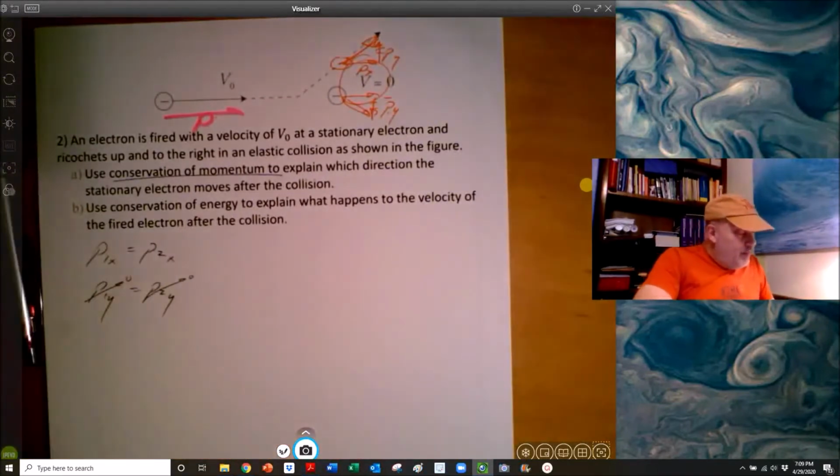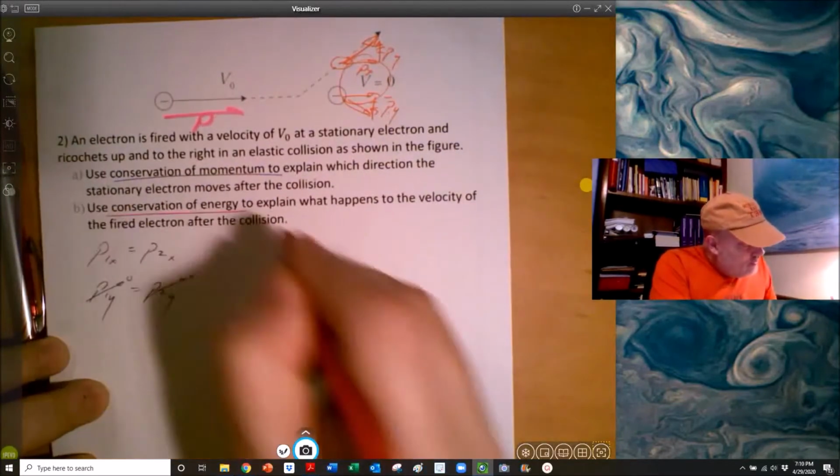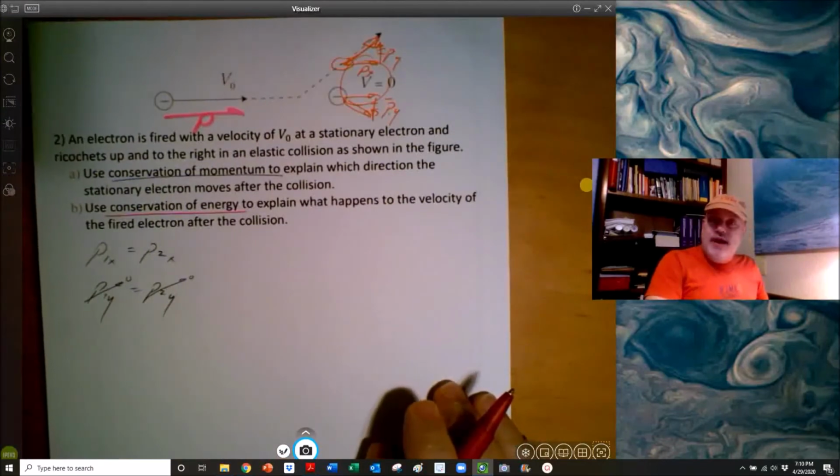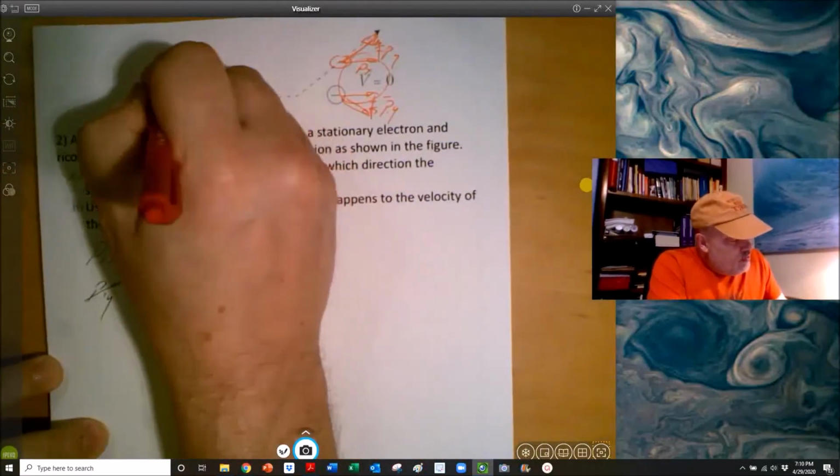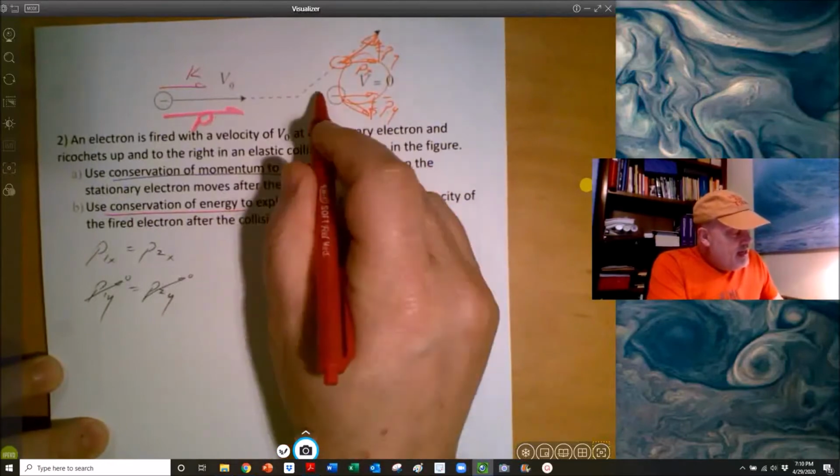Okay, what about using conservation of energy to explain what happens to the velocity of the fired electron? So this one is moving along with some kinetic energy. It hits this one.